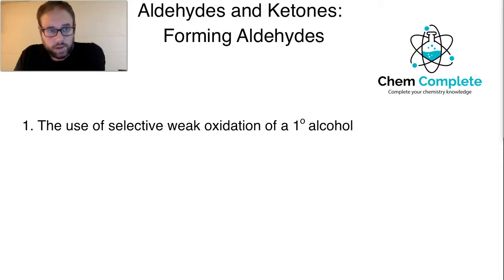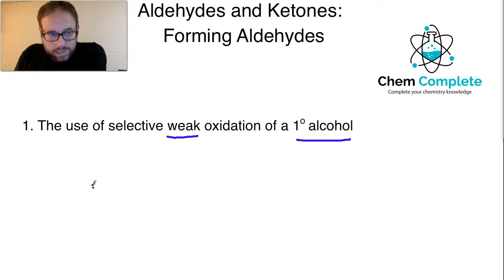Okay, but the first one that we want to talk about is the use of selective weak oxidation of a primary alcohol. Now there's two important parts here that I want to mention. A weak oxidation, which is why we're saying selective, because if it's not a selective oxidation, the primary alcohol, which is the other important point here, is going to be oxidized all the way up to a carboxylic acid functional group instead of giving you an aldehyde. So basically you need to be able to stop the oxidation process partway through, and we do that by using a weaker reagent when we try to oxidize the primary alcohol.